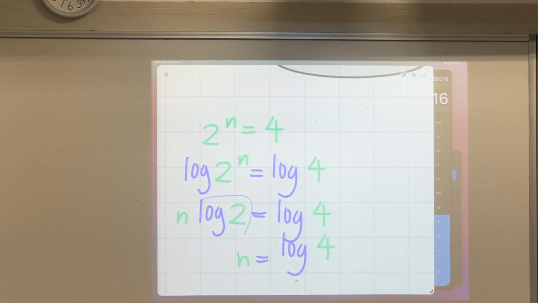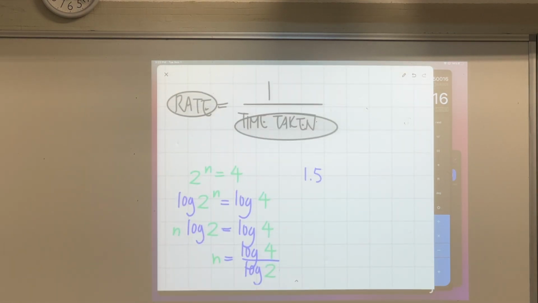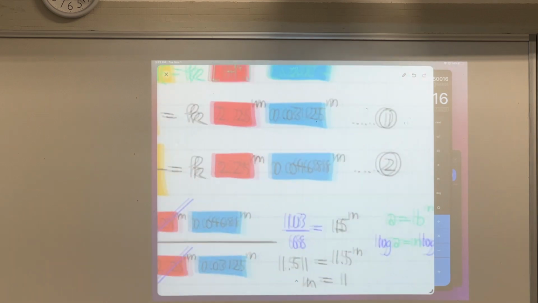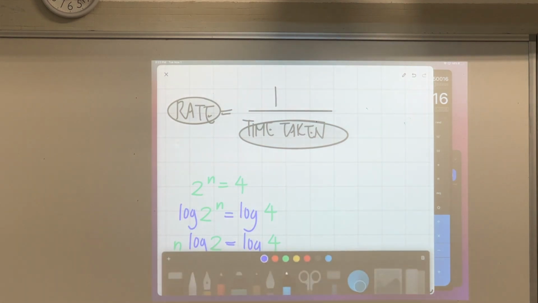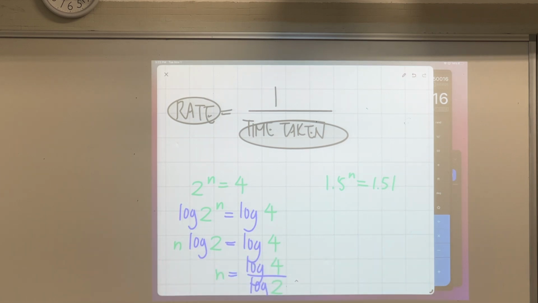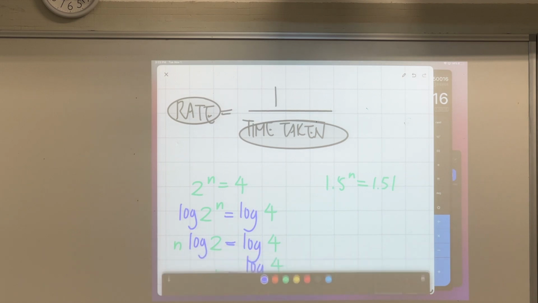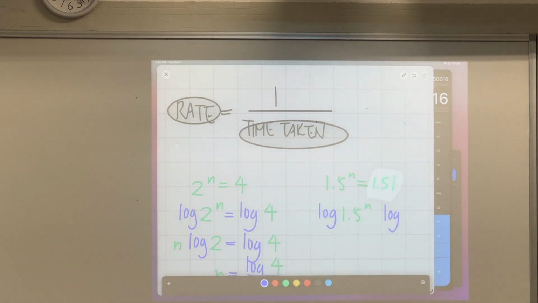So let's try this. The example we were given just now is 1.5 to the power of n equals 1.5. So can you use log again to solve this? 1.5 to the power n means 1.5 to the power of 1. What is n? Can you solve this? It will be log 1.5 to the power n equals log 1.5, right? Yeah. So can you solve for n?